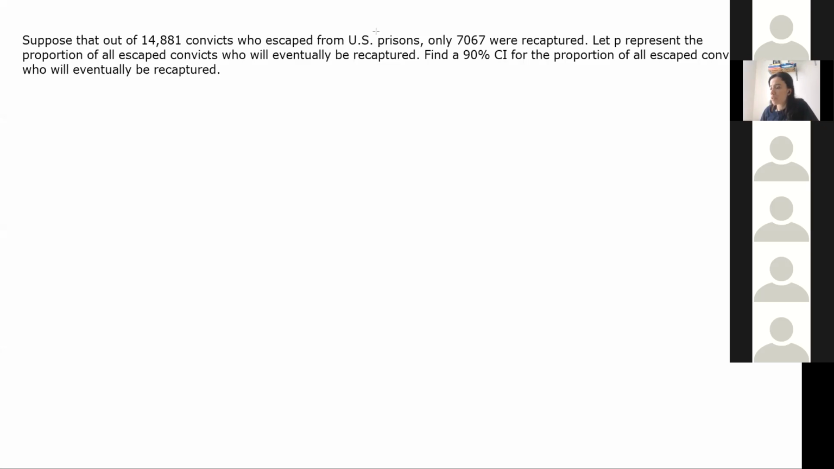Okay, so a lot of information, but here's the main idea behind that. We have a population which has a given proportion, right? My population is the population of convicts that have escaped. And we're trying to determine P, which is the proportion that will be recaptured.